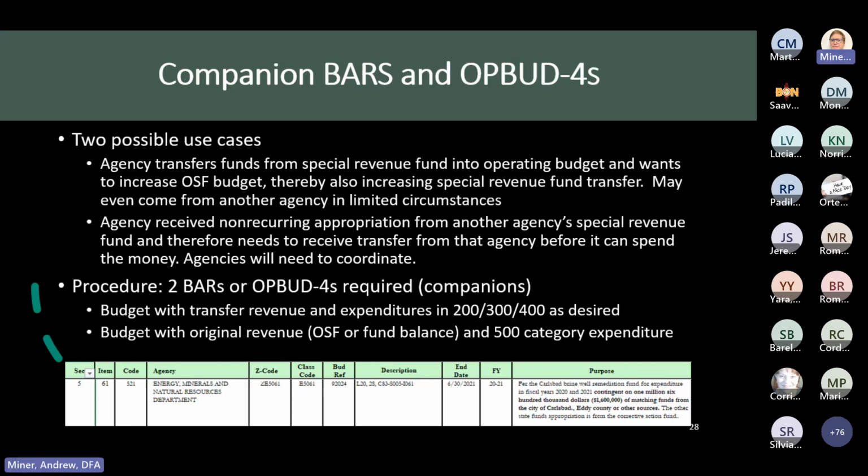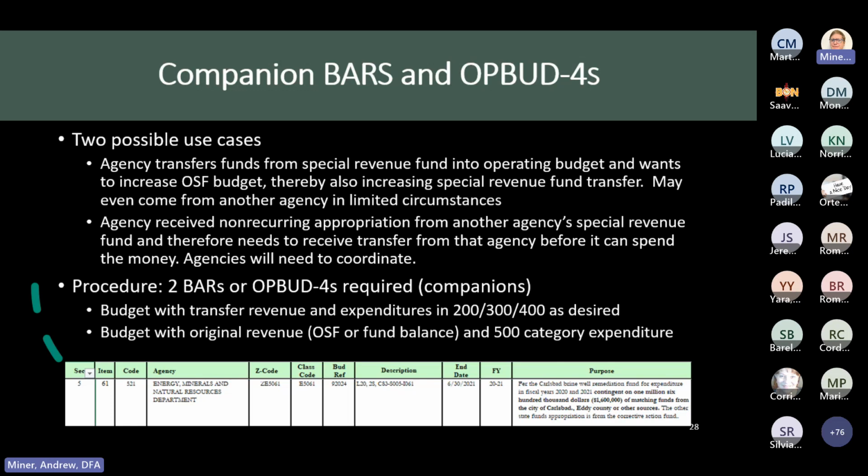So the procedure for doing this requires two BARs or two OPUD 4s, depending on the type of action. So on one of them, you need budget with transfer revenue and expenditures in the 200s, 300s, 400s as desired. So where you're actually spending it. So in the example below, MNERD is doing this OPUD 4. They're going to receive it in transfer revenue, that's code 499905 from another agency, and expenditures wherever.